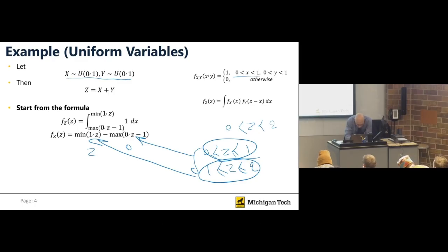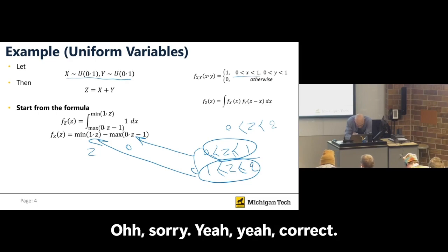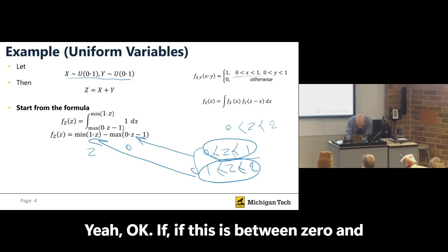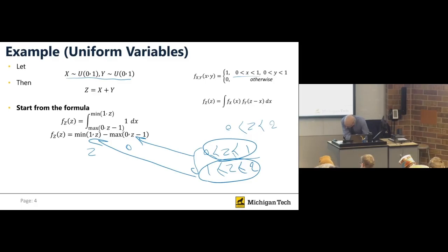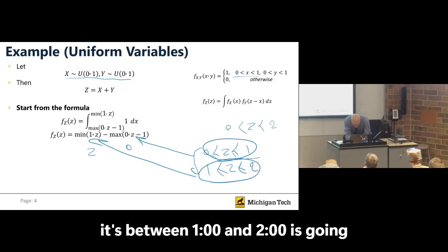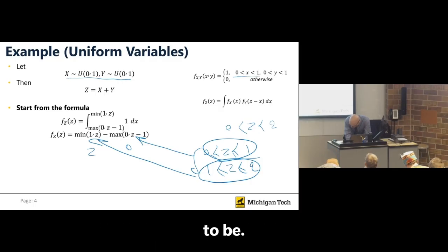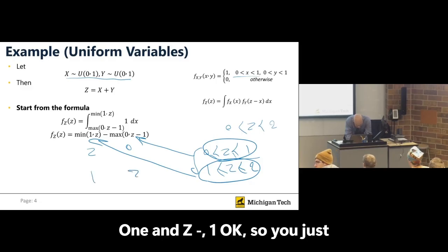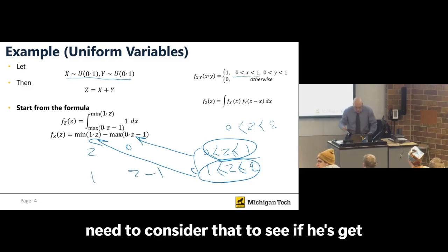And if z is between, oh, sorry. OK, if z is between 0 and 1, this is going to be 0 to z. And the other case, if it's between 1 and 2, is going to be 1 to z minus 1. OK, so you just need to consider that to see if it gets negative.